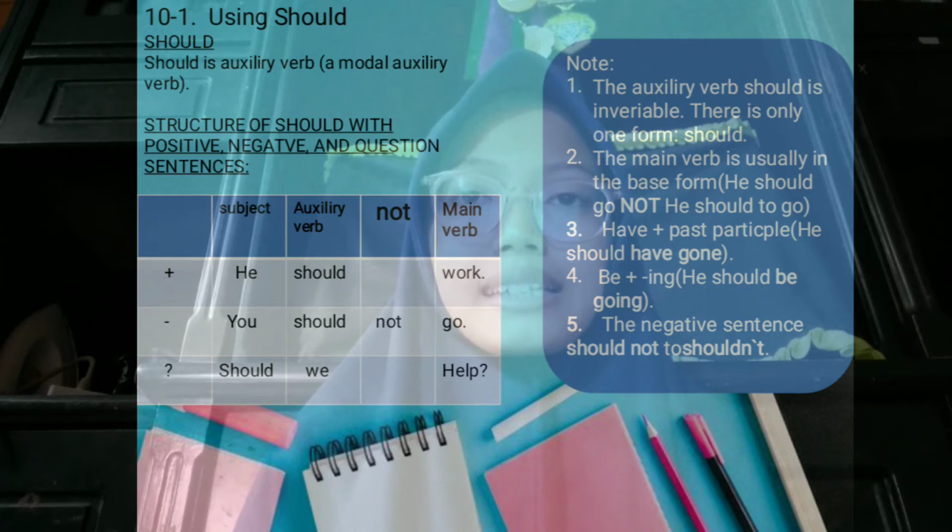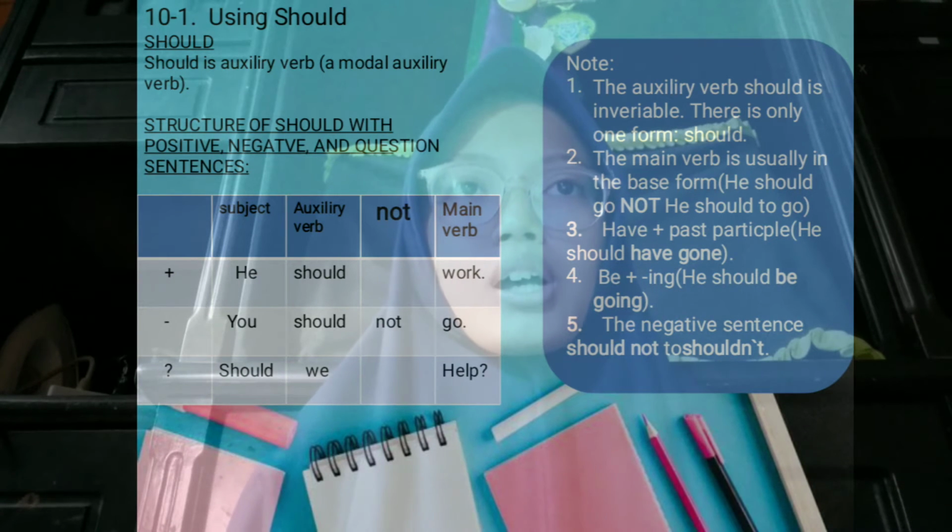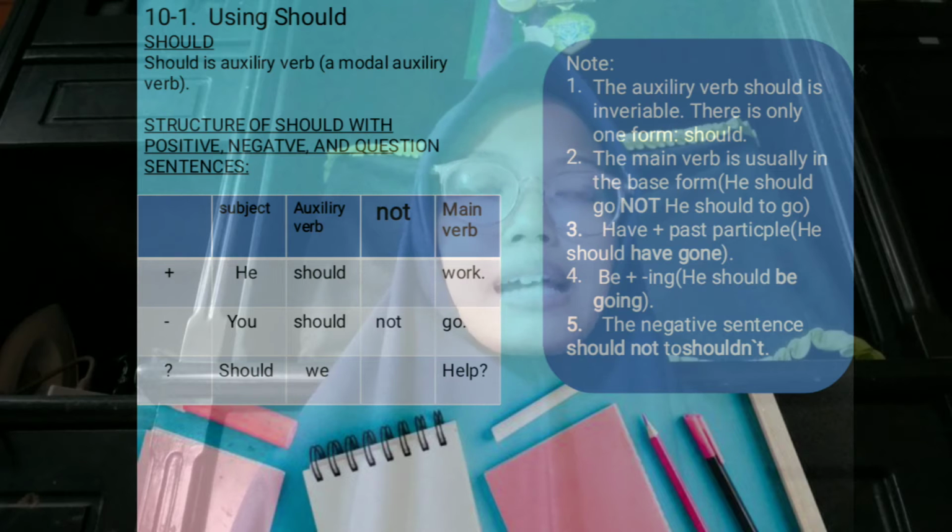In a question sentence, should we help? Should is subject, we is auxiliary verb, and help is main verb. Okay, here there are some notes. First, the auxiliary verb should is invariable. There is only one form, which is should.